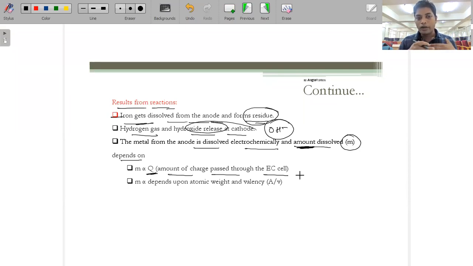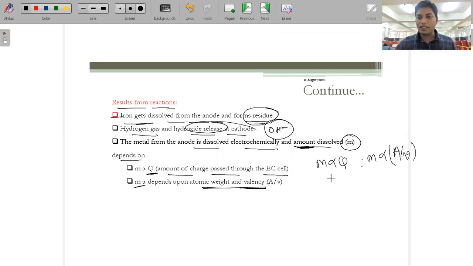Okay, because it takes time to reach the steady state condition. So that depends on what range of current or voltage we are taking. If we are using high power, then steady state is reached very early, otherwise it takes time. Second, this m depends on the atomic weight and the valency ratio. Atomic weight and valency ratio. Now you can just combine these two things. That is, m is directly proportional to Q, and m is directly proportional to the A by V ratio. A is the atomic weight and V is the valency.